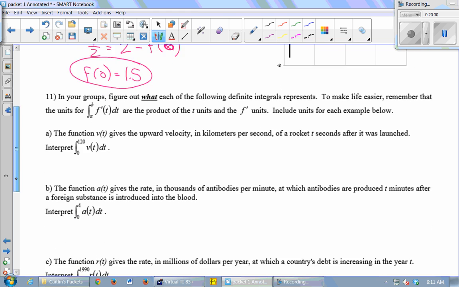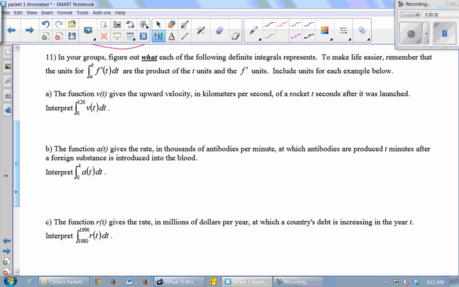All right, in your groups, I want you to figure out what each of these definite integrals represents. So to make life easier, remember that the units for an integral are the product of the f prime units times the t units, the dt, right? So this is f prime units times dt units, multiply those together, and you get the units for the whole integral.